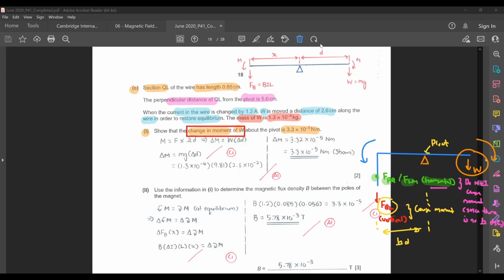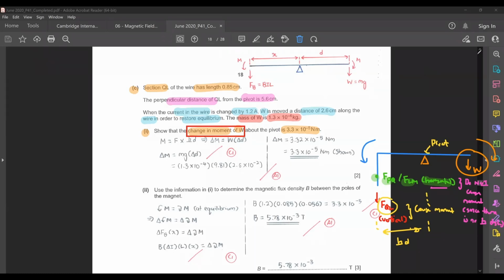So here, the question mentioned that they actually changed the current in the wire by this amount. This is the change in your current, okay? Not really the current itself, but rather the change in the current. So when you change the current, by right, you're going to change the magnetic force, which in turn changes the moment exerted by your magnetic force. So your weight here, you did not really change the weight, but rather you change the distance so that the moment caused by the weight change correspondingly to balance the change in moment caused by your magnetic force.